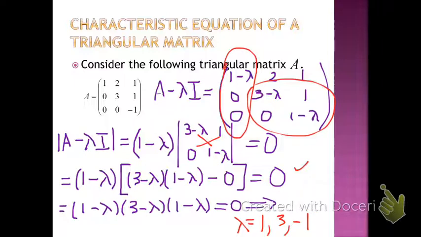And notice if we think back to our previous section, we have a rule that says if I have a triangular matrix, then the eigenvalues will be the entries along the diagonal: 1, 3, and negative 1. And when we actually use the characteristic equation, this validates that indeed we do get the same values.